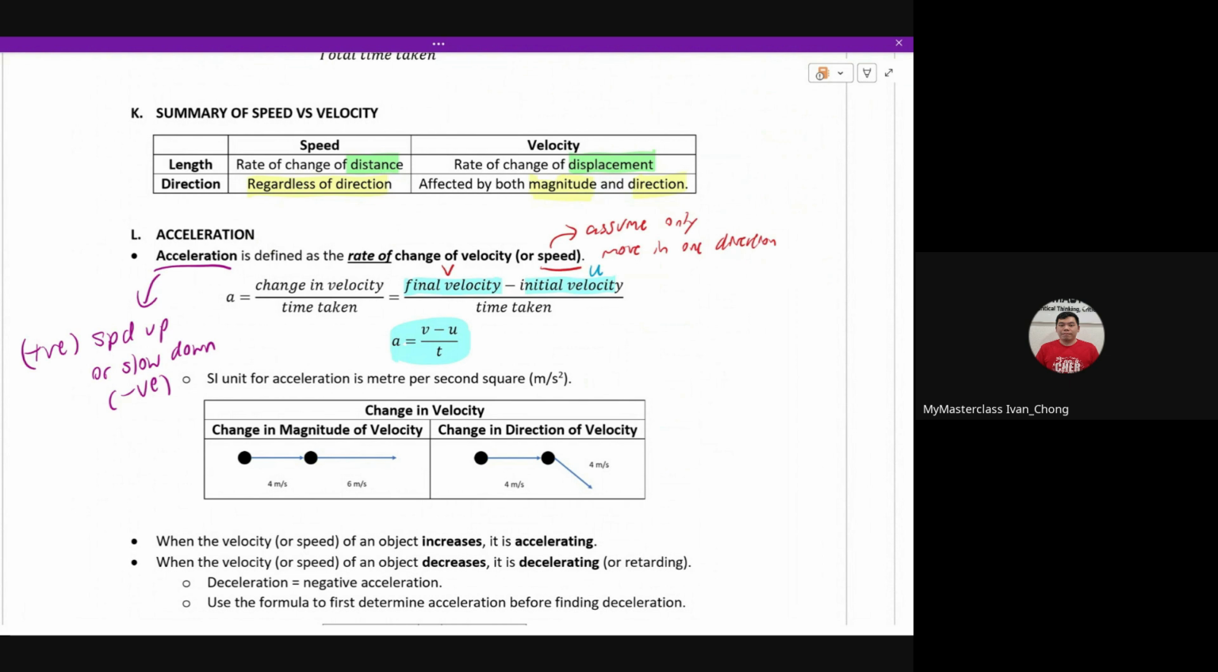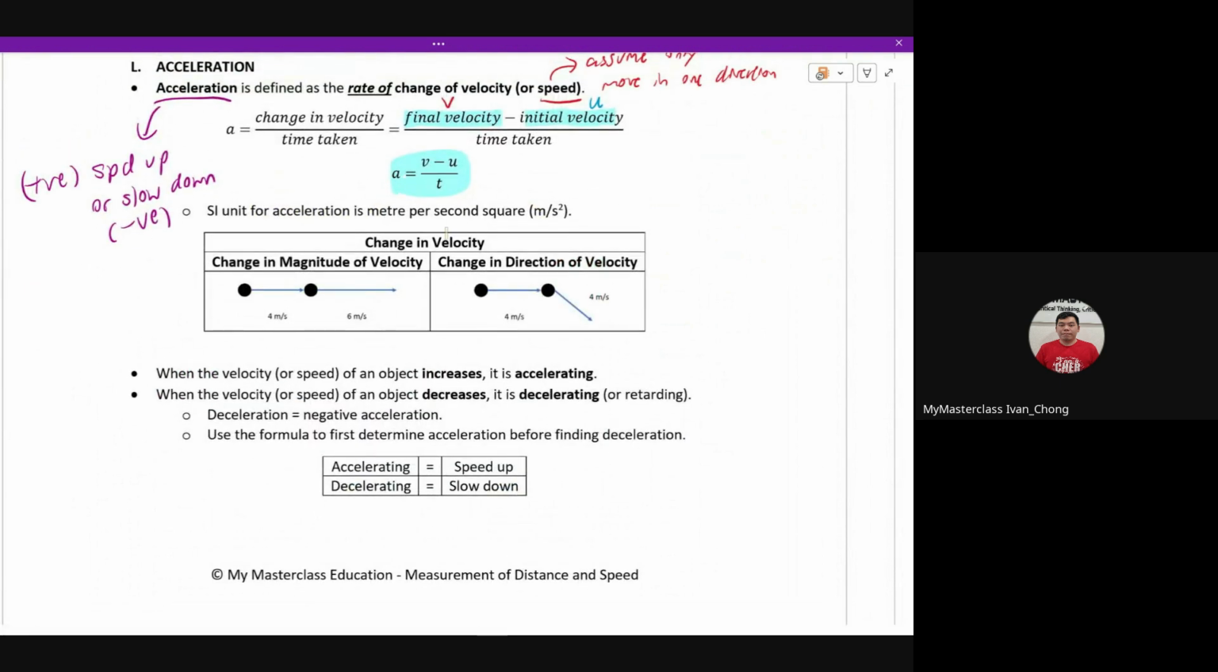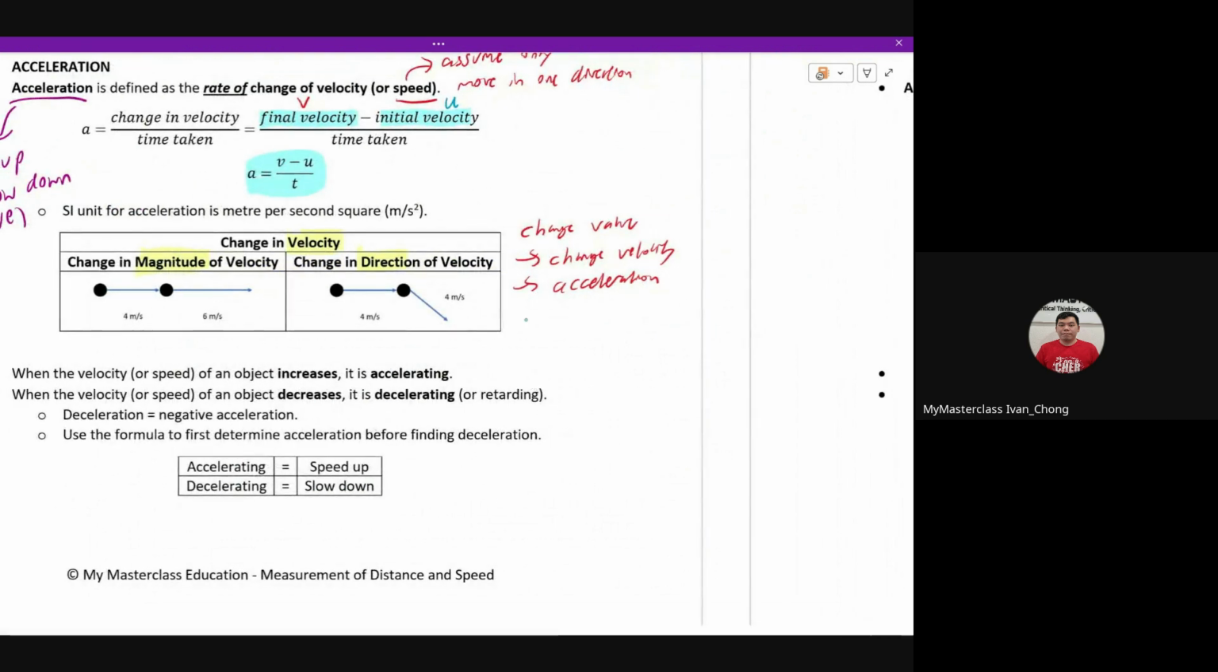That's all. Okay? So because velocity is affected by number and direction, if you change the number, you change velocity, you will have acceleration. Okay? If you change the direction, you also change velocity, right?